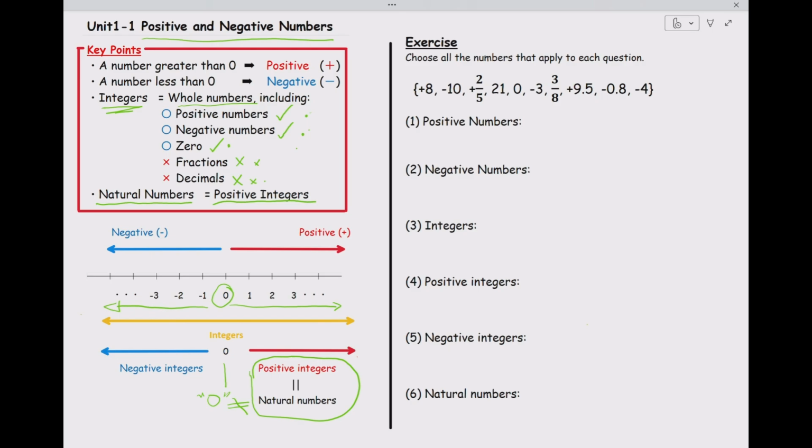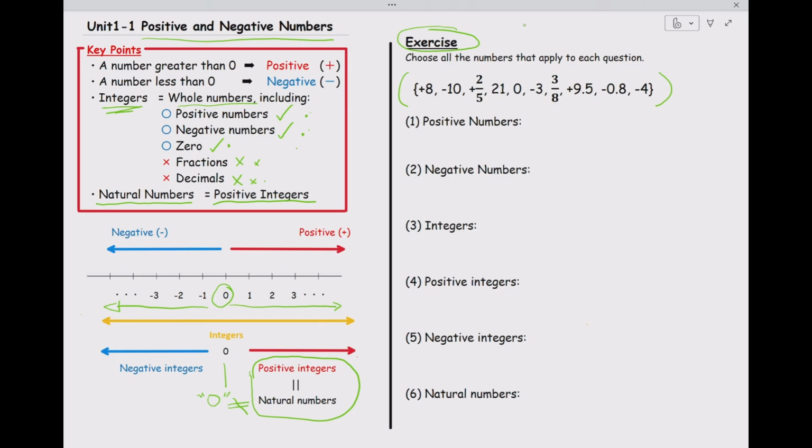Please go to the right-hand side of the screen. I will give you a few seconds to read the questions. If you think you can answer them yourself, feel free to stop this video and try it yourself first. Otherwise, let's look at them together. Up the top, a list of numbers is given. What you need to do is to categorize them into the 6 categories below.